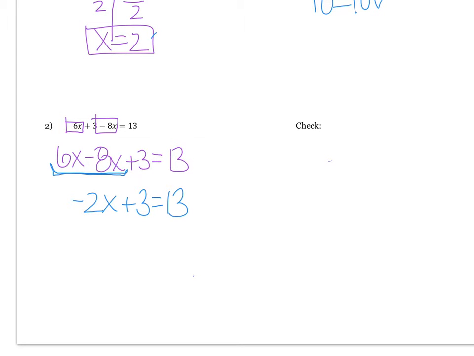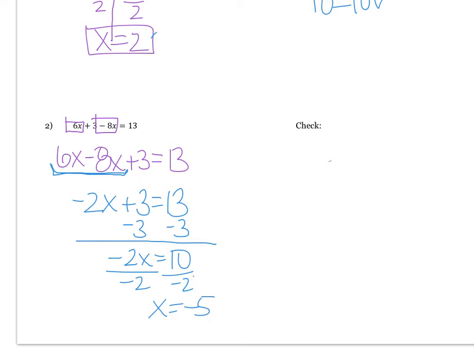Now we have a two-step equation, so we can get rid of our constant by subtracting 3 from both sides of the equal sign. We get a negative 2x is equal to a positive 10. Now it's a one-step equation. I can divide by a negative 2. We end up getting x is equal to a negative 5.